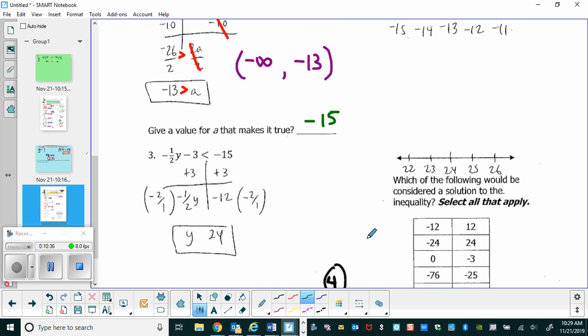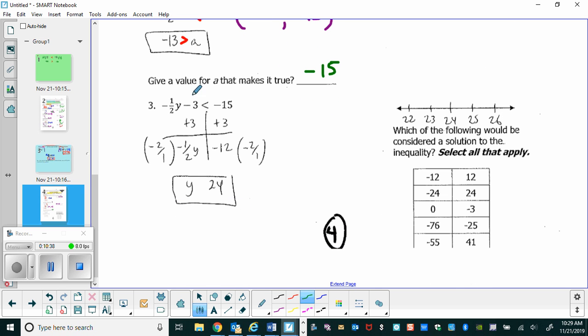All right, and now last but not least here on page 4, we've got a negative 1/2 y, so we have a negative coefficient. We'll be flipping our symbol. And when we take away 3, it's supposed to be less than the negative 15. So we'll start here by adding 3 to both sides. That cancels out. And negative 15 plus 3 is the negative 12.